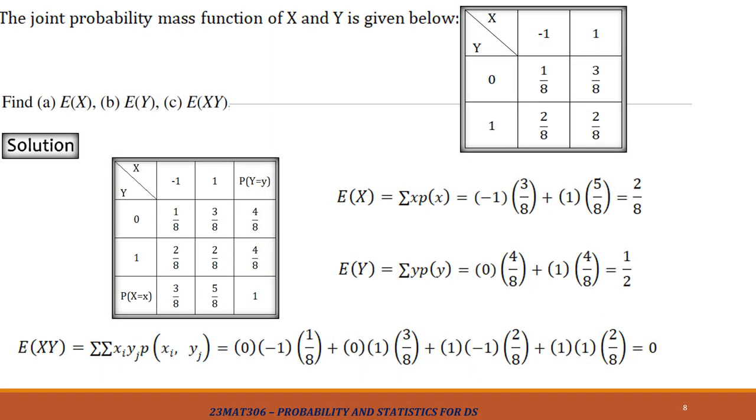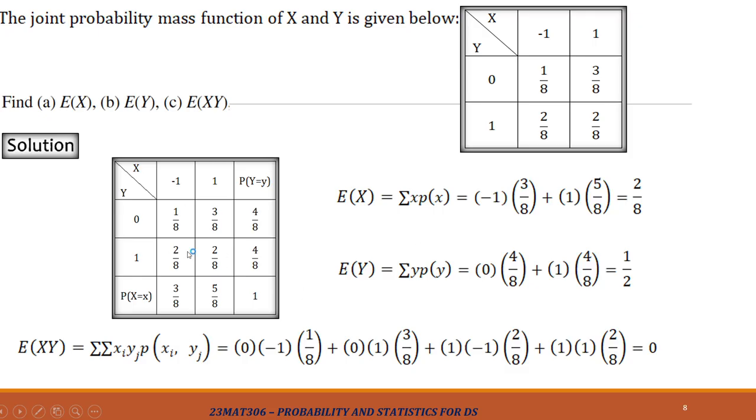Okay, the joint probability mass function is given here. We have to find the expected value of x, the expected value of y, and the expected value of xy. So it is a discrete case, right? The numbers are given in a discrete manner. So what is the formula for E of x? E of x is for a one-dimensional random variable, so in the discrete case the formula is summation x into P of x. First, x is minus 1. What is the probability value? In the minus 1 case, we have to add these two values, 1 plus 2, which gives 3 by 8.